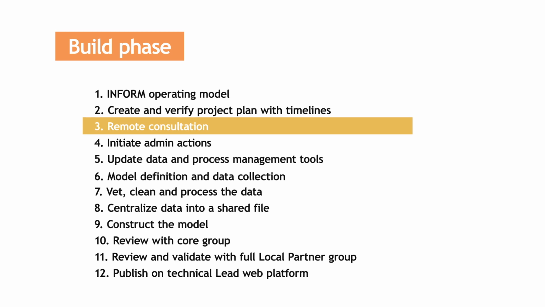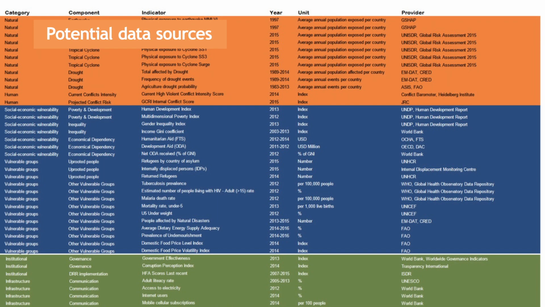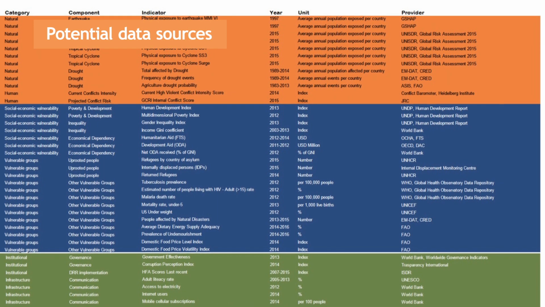Number 3, remote consultation. The project manager and the subnational lead discuss the vision, approach, potential data sources, and administrative arrangement for the mission and workshop. The project manager and the technical lead should strive to build a strong working relationship with each other and all parties.